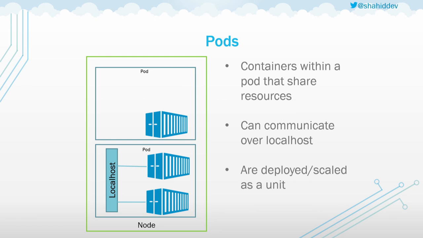Then we have these pods. The pods are actually where your containers run. Kubernetes doesn't deploy naked containers, if you like. It wraps them in a construct called a pod. A pod can have one or more containers within it, and when it does, those containers share resources and can talk to each other over localhost.